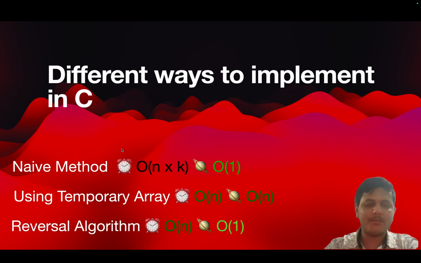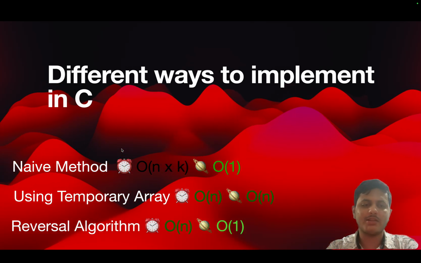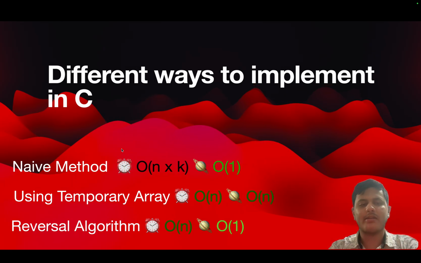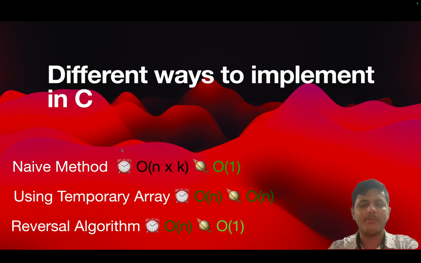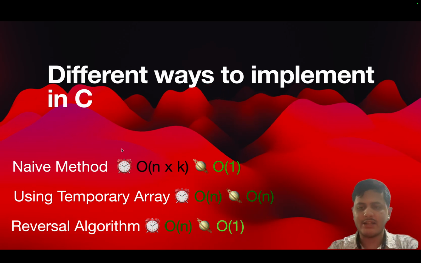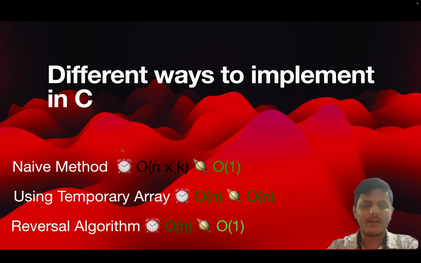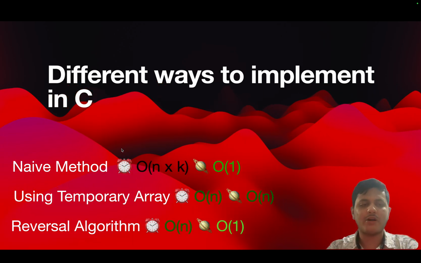There are mainly 3 methods in which we can implement this algorithm in the C language. For this module, we will be talking about the temporary array method. This is because it is the easiest way to implement, and it's the most preferred one everyone uses. The naive method is quite inefficient, and the reversal method is great, but it's quite hard to understand.